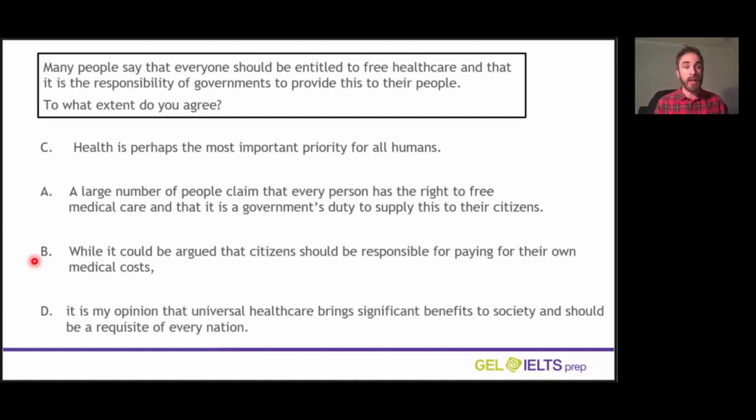So reading this introduction, I can see that this student is going to argue in favour of universal healthcare, but they will also mention the other side of the argument. This makes a good introduction.